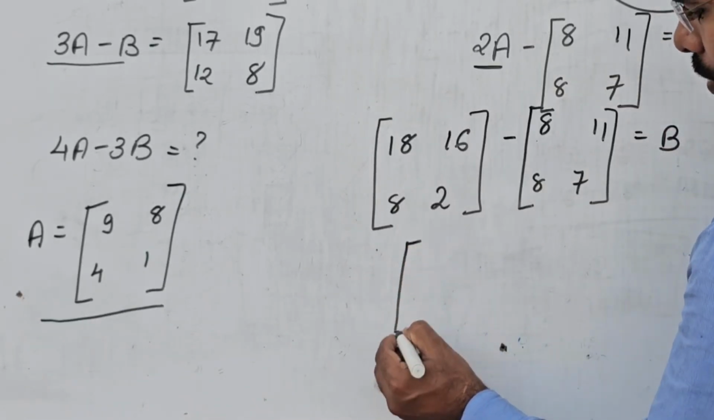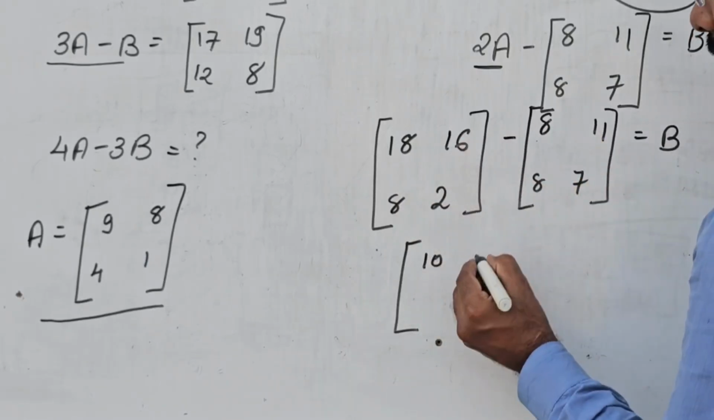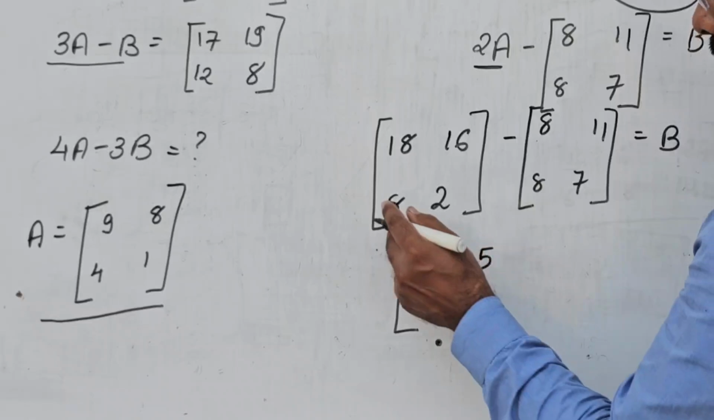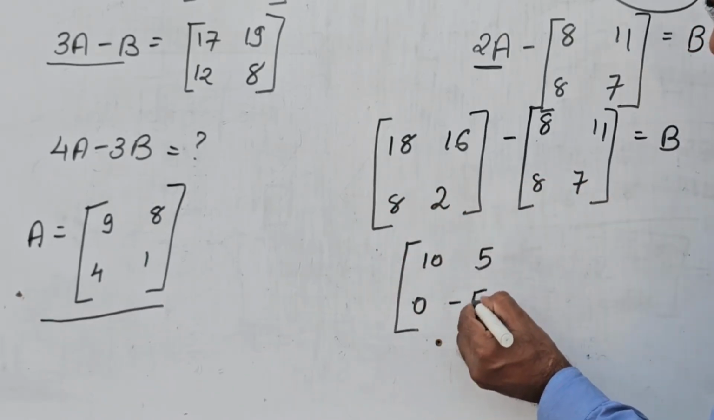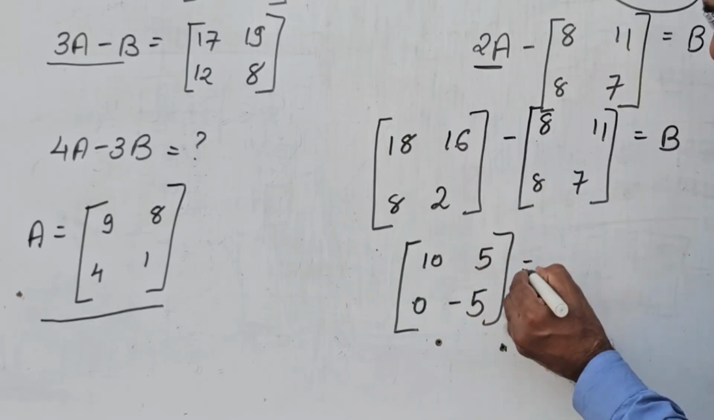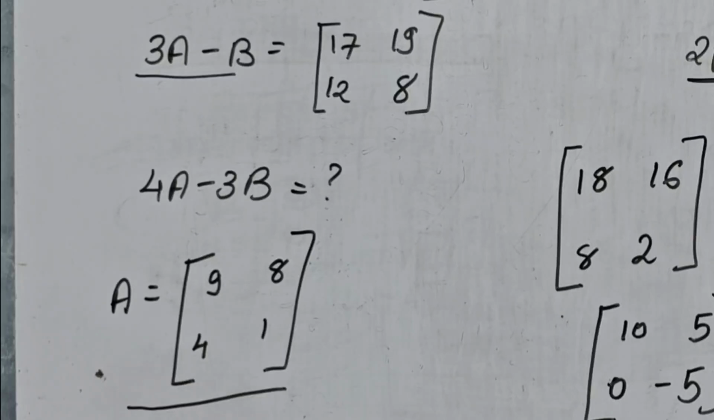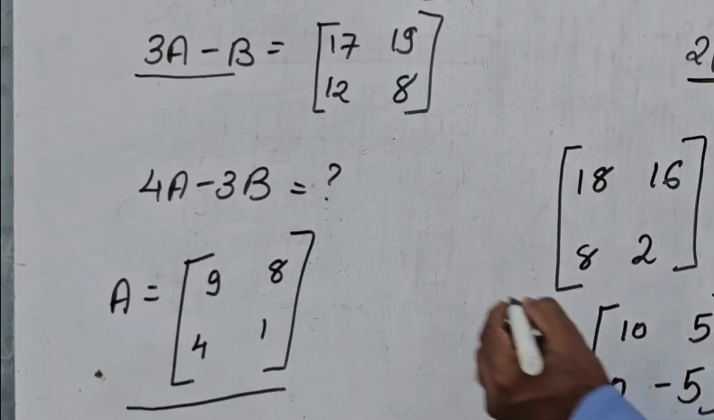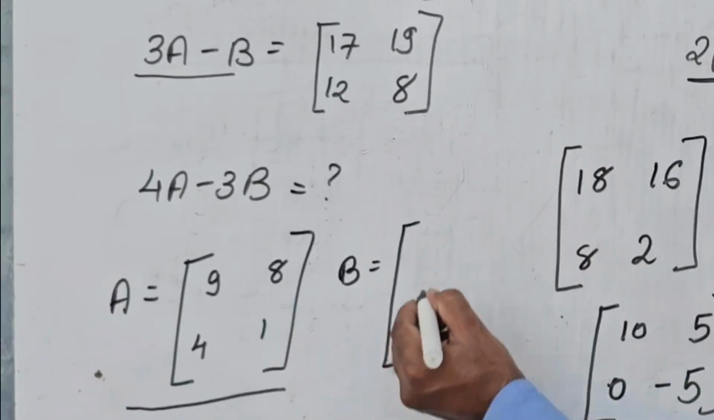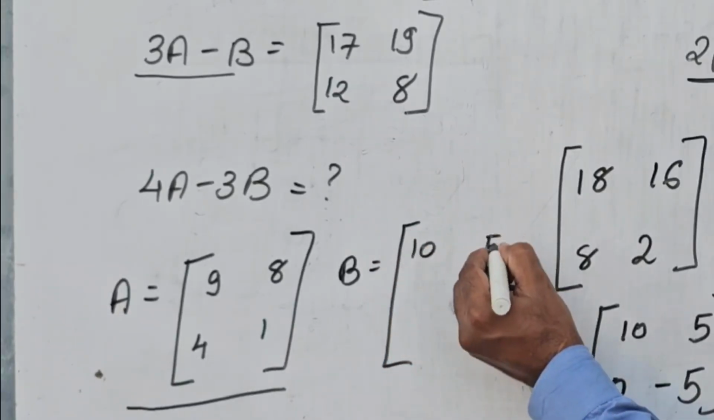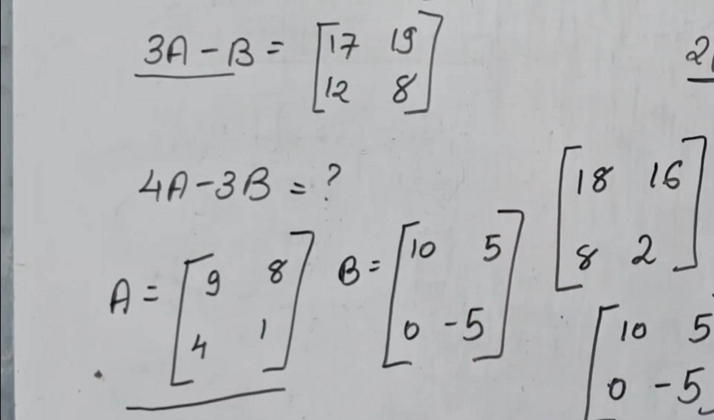Now 18 minus 8 is equal to 10, 16 minus 11 is equal to 5, 8 minus 8 is 0 and 2 minus 7 is equal to minus 5. So here we get matrix B. So B is equal to [10, 5; 0, -5].